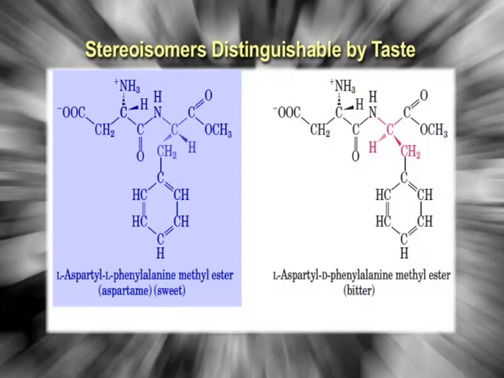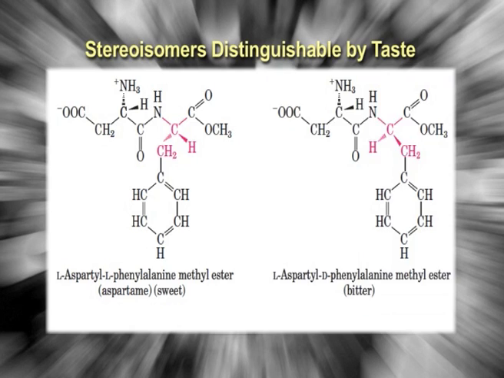Now, they are consequently recognized by different taste receptors, which are also chiral. That's why this has a sweet taste. On the other hand, this exhibits a bitter taste, though chemically they are totally similar. This sweet one is actually an artificial sweetener, aspartame, sold as NutraSweet.